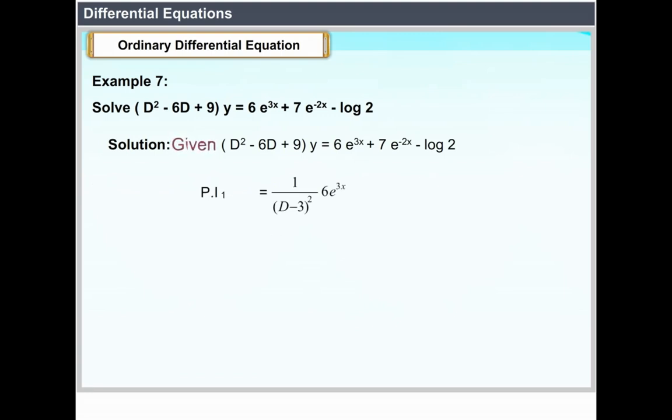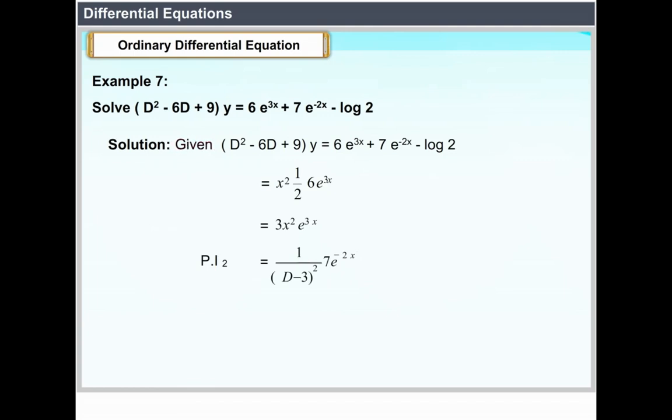PI1 = 1/(D − 3)² · 6e^(3x) = 6 · 1/(3 − 3)² · e^(3x). The ordinary method fails, so we differentiate: x · 1/(2(D − 3)) · 6e^(3x) = 6x/2 · 1/(3 − 3) · e^(3x). Again the ordinary method fails. So this equals x²/2 · 6e^(3x) = 3x²e^(3x).